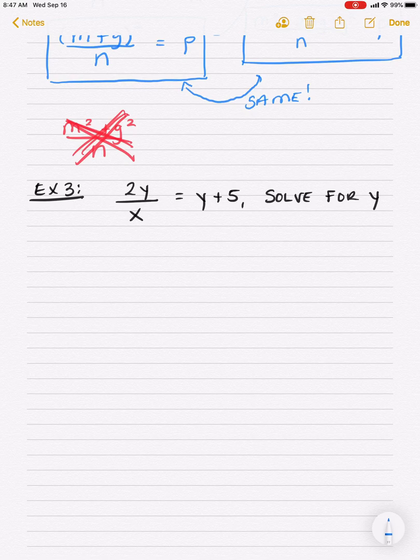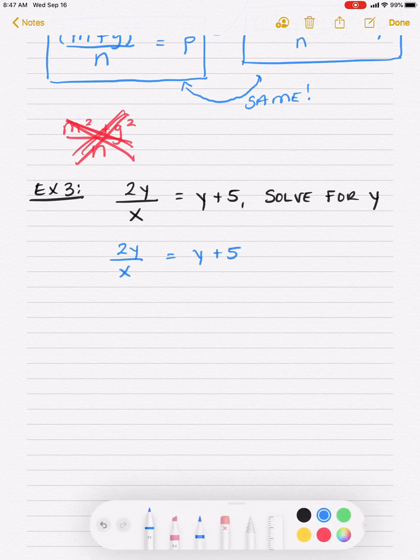First thing I'm going to do, I'm just going to recopy this problem so I don't write over the original problem. I'm going to deal with that denominator.